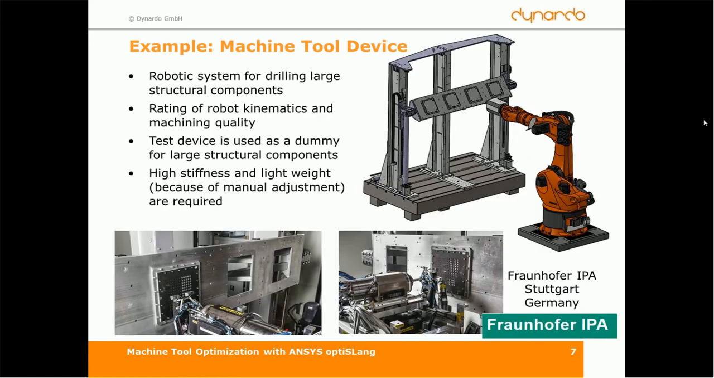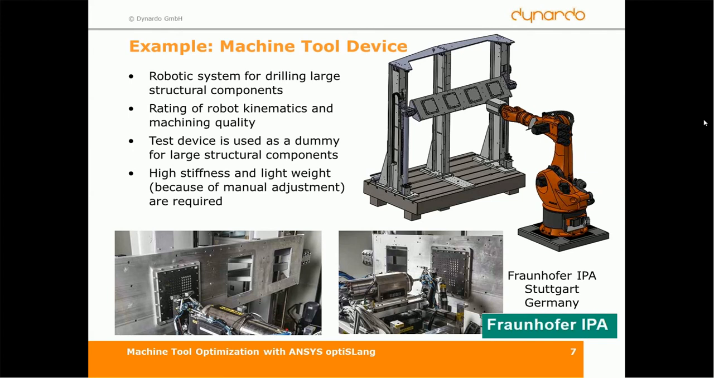So what is our example today? It's a machine tool device which was developed by the Fraunhofer Research Institute in Germany together with the customer. There was already a manual pre-optimization done by engineering understanding, and they asked us if we could further improve this structure by automatic optimization.